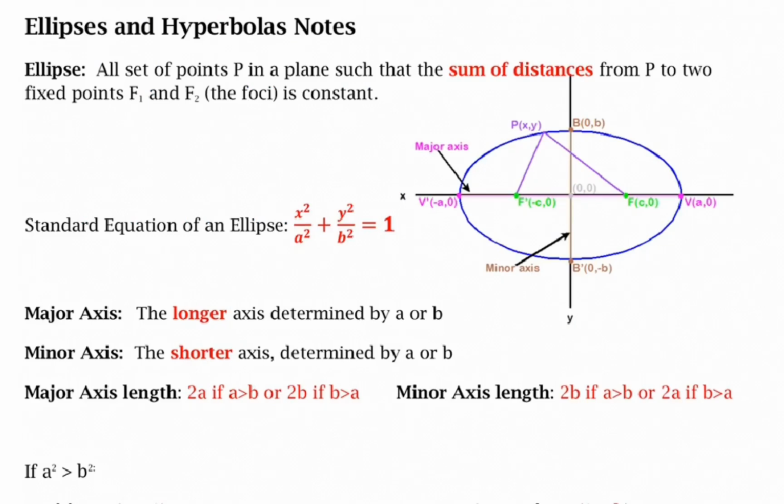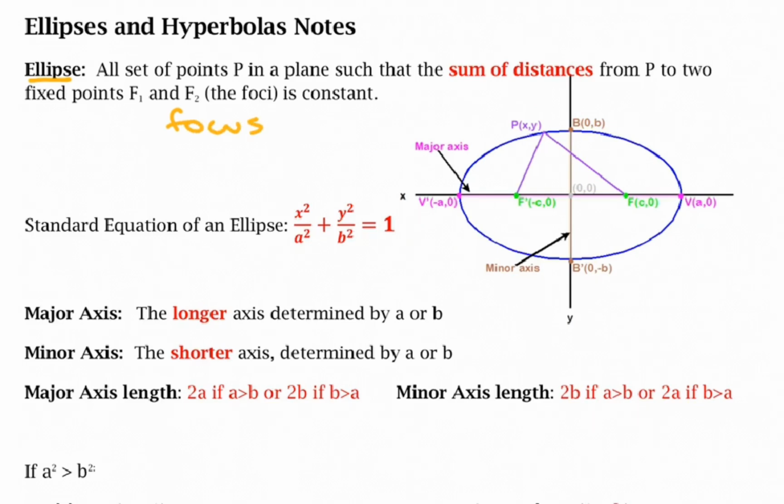On your notes, there's a lot of information in the first part of the notes, so let's go through that real quickly, with some definitions. An ellipse is the set of all points in a plane such that the sum of distances from P to two fixed points F1 and F2, or the foci, is constant. Now foci is plural for focus, okay?